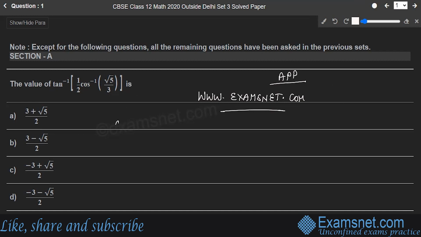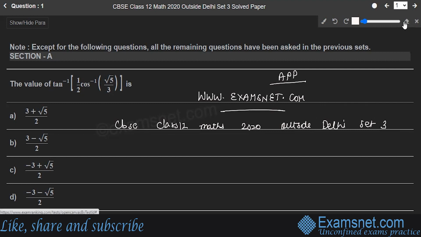So students, in this video, we'll be discussing the CBSE class 12 mathematics 2020 outside Delhi set 3 paper. We already have discussed set 1 and set 2 paper in the previous videos, so do check those videos for set 1 and set 2. And in this video, we'll be solving only the questions which were not in set 1 and set 2. Let's start with the very first question of this video. Here we go. Best of luck.